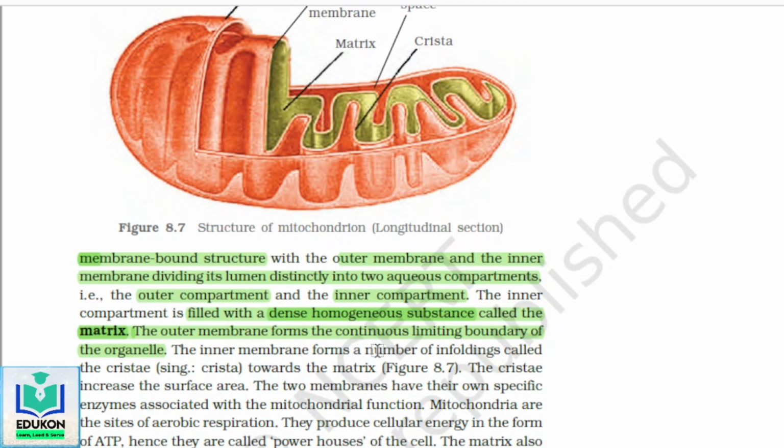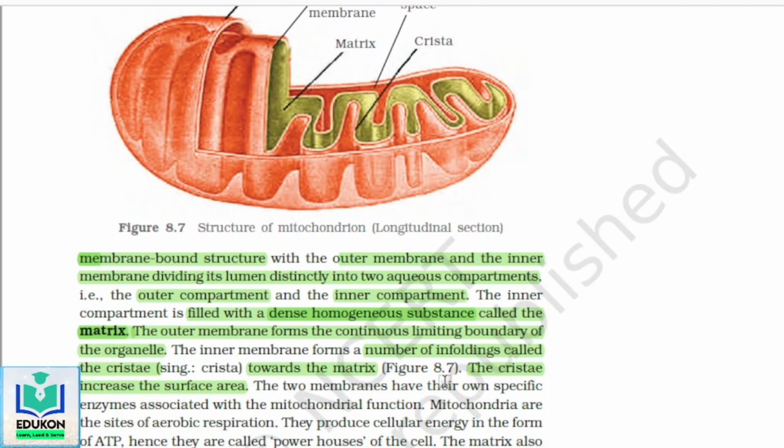The inner membrane forms a number of foldings called cristae. Now don't confuse cristae with cisternae. Cisternae we saw in the Golgi complex, remember that. Cristae, if it is more than one, singular is crista. The inner membrane forms a number of infoldings called cristae towards the matrix. The inner membrane folds itself into the matrix, forming cristae. The cristae increase the surface area.